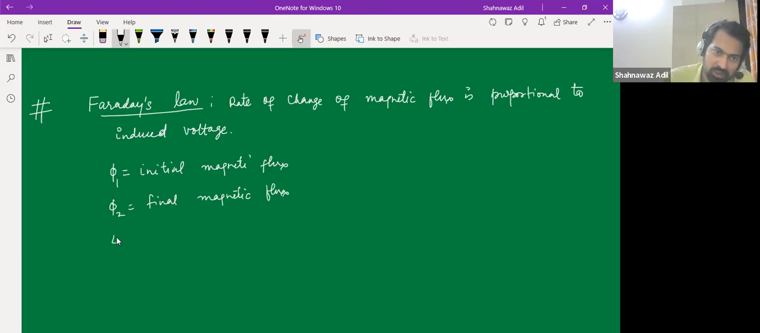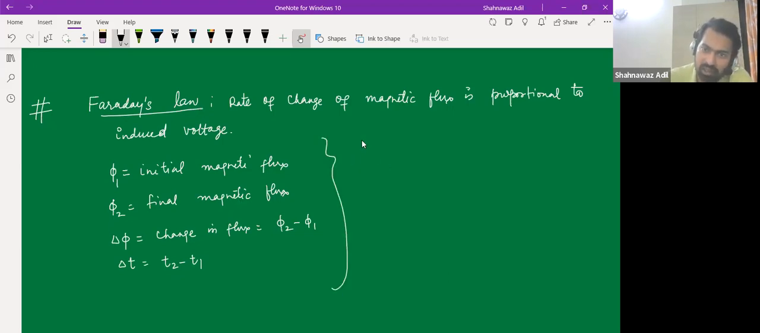So the change is called delta phi, right? This is the change in flux, phi 2 minus phi 1. And then you have change in time also, T2 minus T1, final minus initial time. Faraday's law says that the induced EMF is proportional to minus delta phi by delta t.